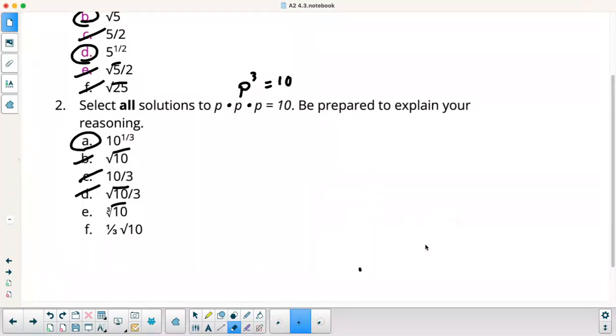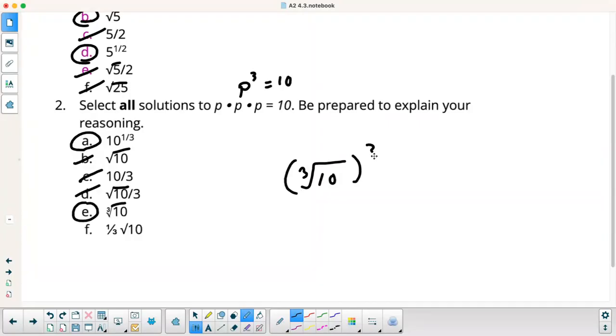So I know right away this one's going to work. If you don't know that the cubed root is the same as the 1/3 power, you could write it out like that. Your cube gets rid of your cubed root, so we get 10 equals 10. They cancel out, and there you go.